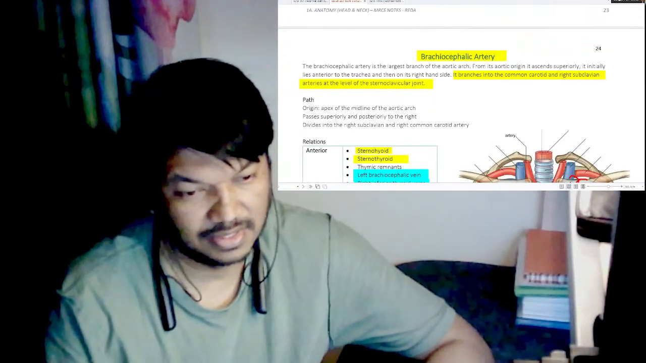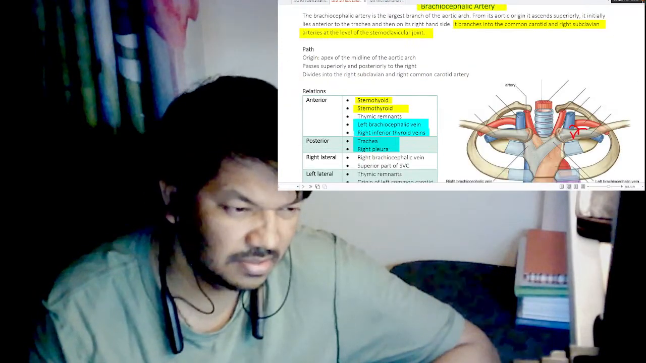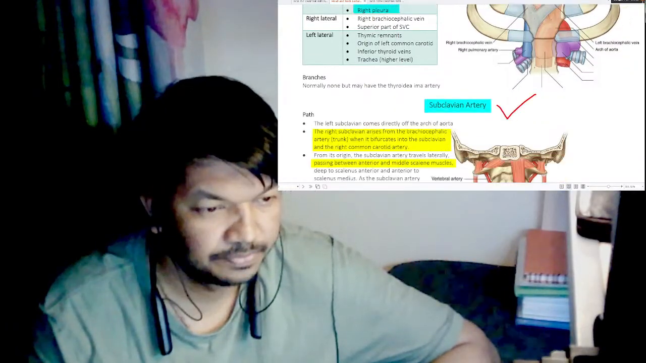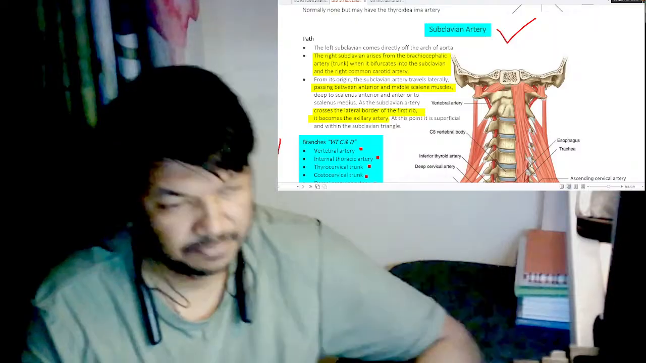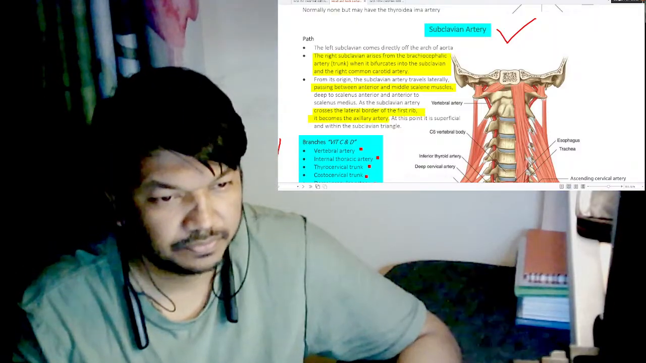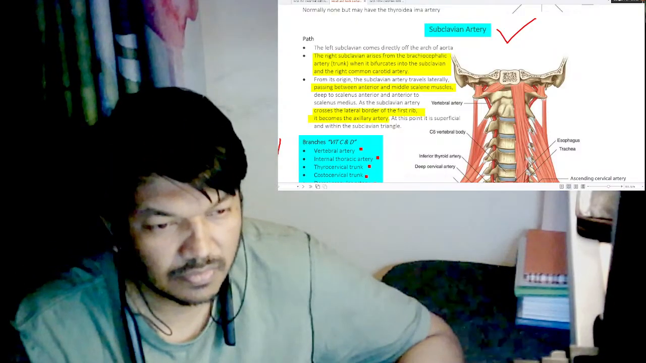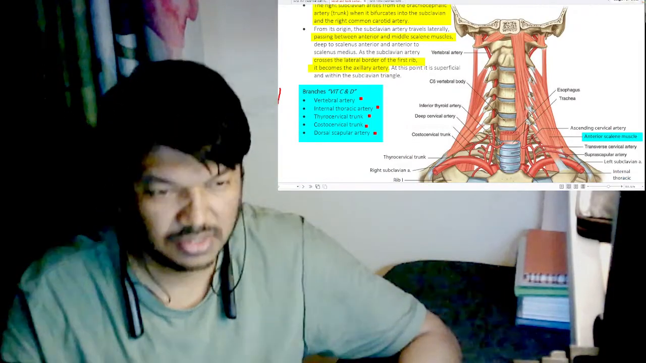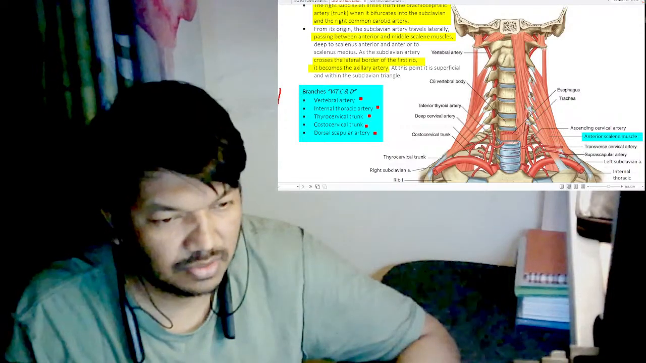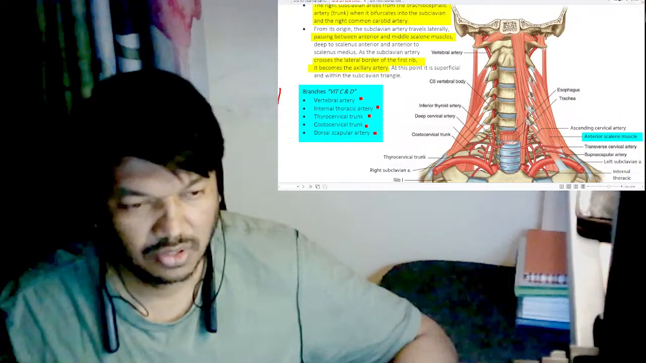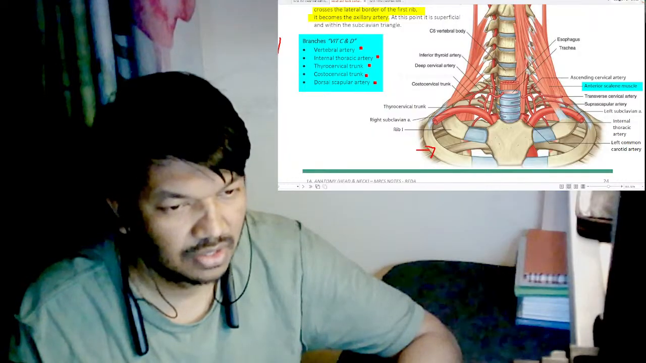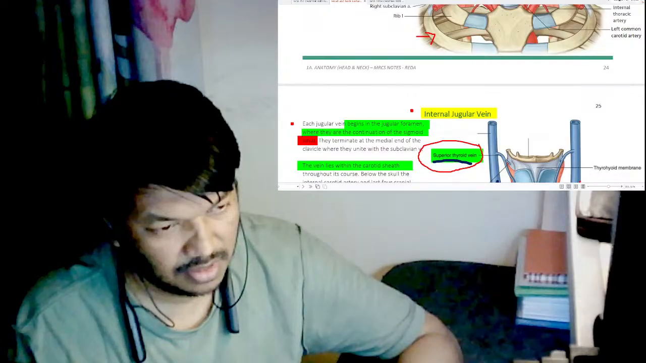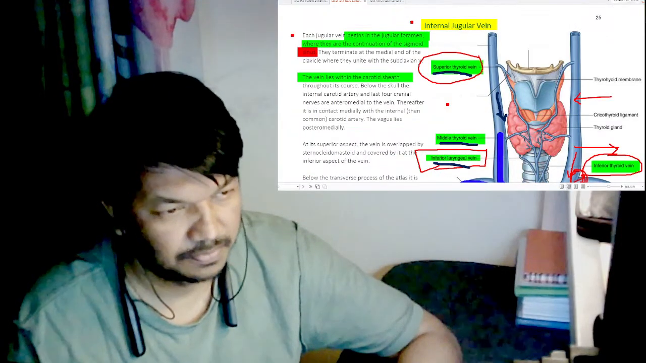Brachiocephalic artery is simple. No need, it is very simple. Subclavian artery. So we know the branches: vertebral artery, internal thoracic artery, thyrocervical trunk, costocervical trunk, and dorsal scapular artery. Internal jugular vein.